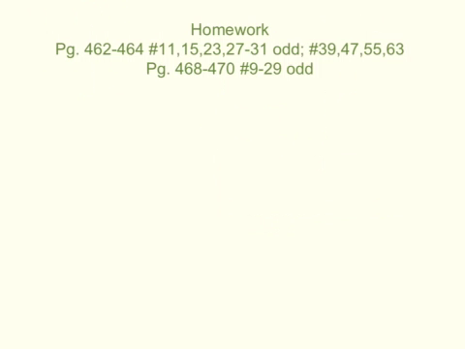So your homework for these two lessons: from lesson 8.1, page 462 to 464, numbers 11, 15, 23, 27 to 31 odd, and 39, 47, 55, and 63. And from lesson 8.2, page 468 to 470, numbers 9 through 29 odd. Remember when you finish that, you need to be working on Study Island Unit 8 for 7th grade, Study Island Unit 9 for 8th graders, and then you can work on a Study Island high school topic after that.